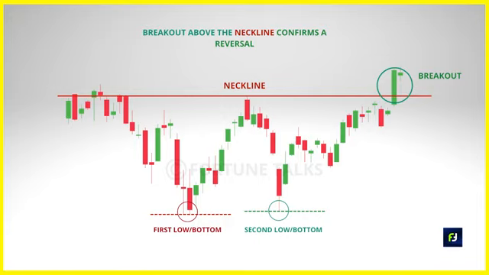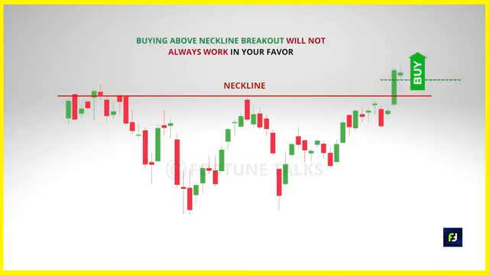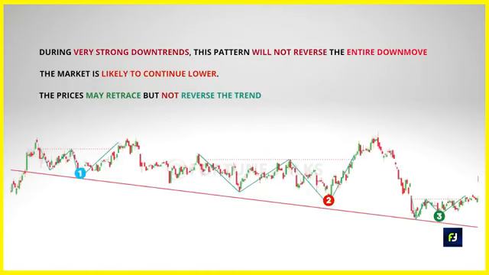So in short, the double bottom pattern signals that the downtrend has possibly bottomed out and the price is about to move higher. Many traders make the mistake of buying the break of the neckline after a double bottom pattern is formed. But this won't always work in your favor, because if the market is in a strong downtrend and it forms small double bottoms every now and then, the chances are the market is likely to continue lower.